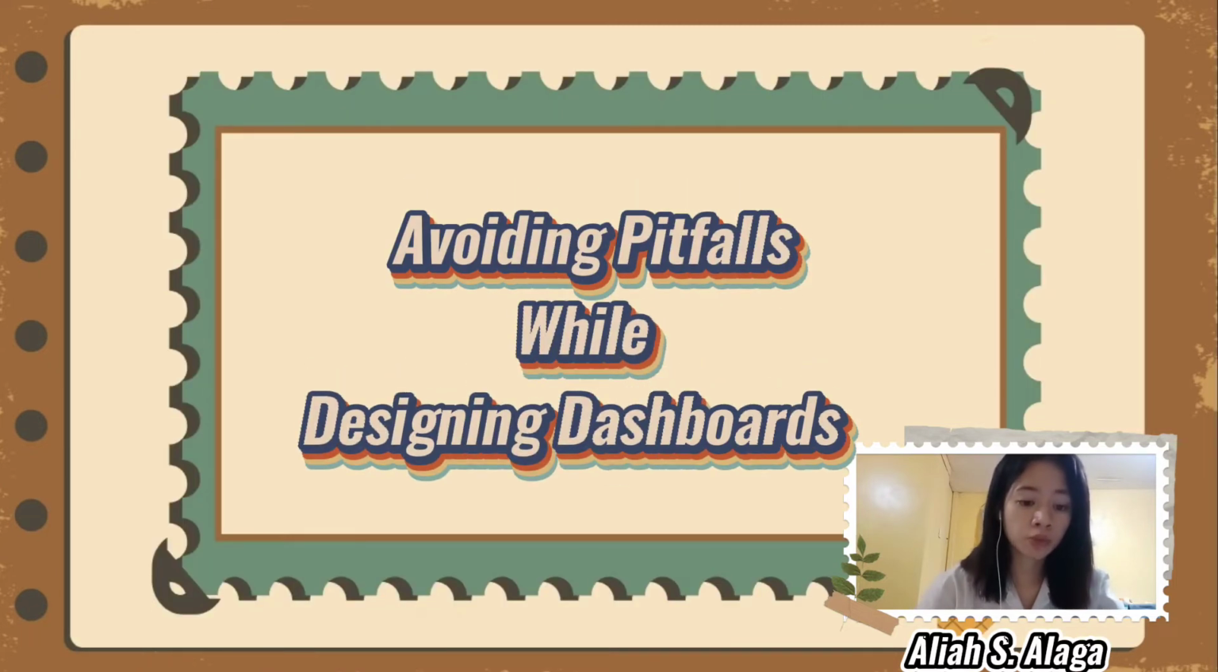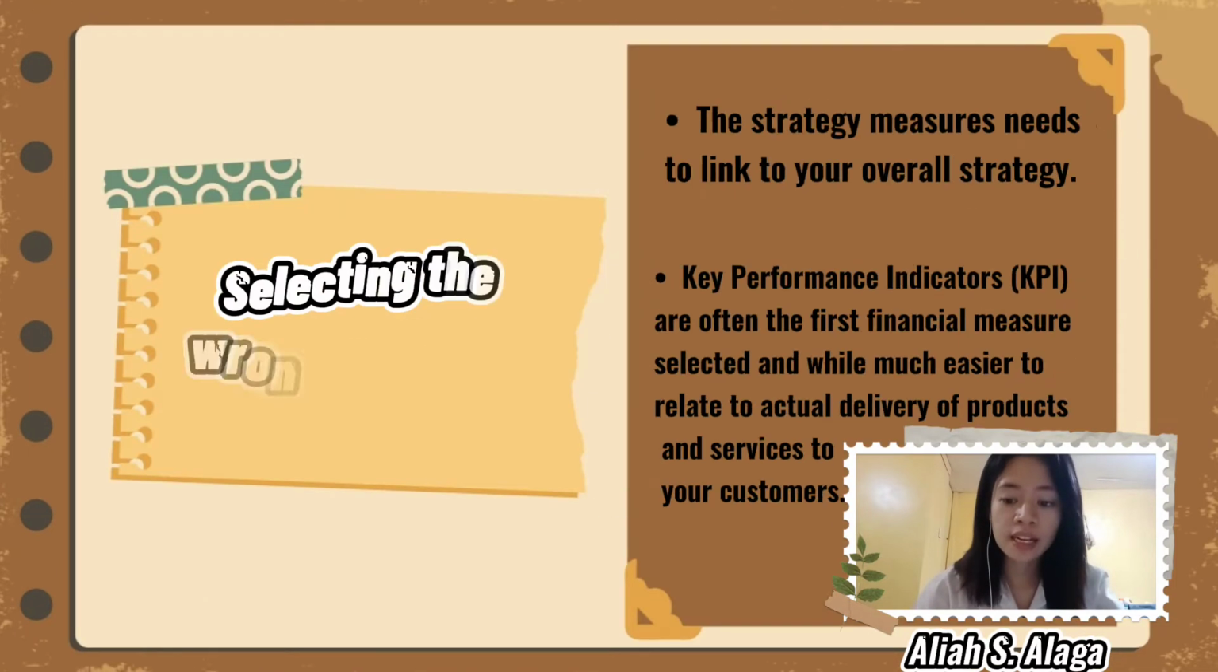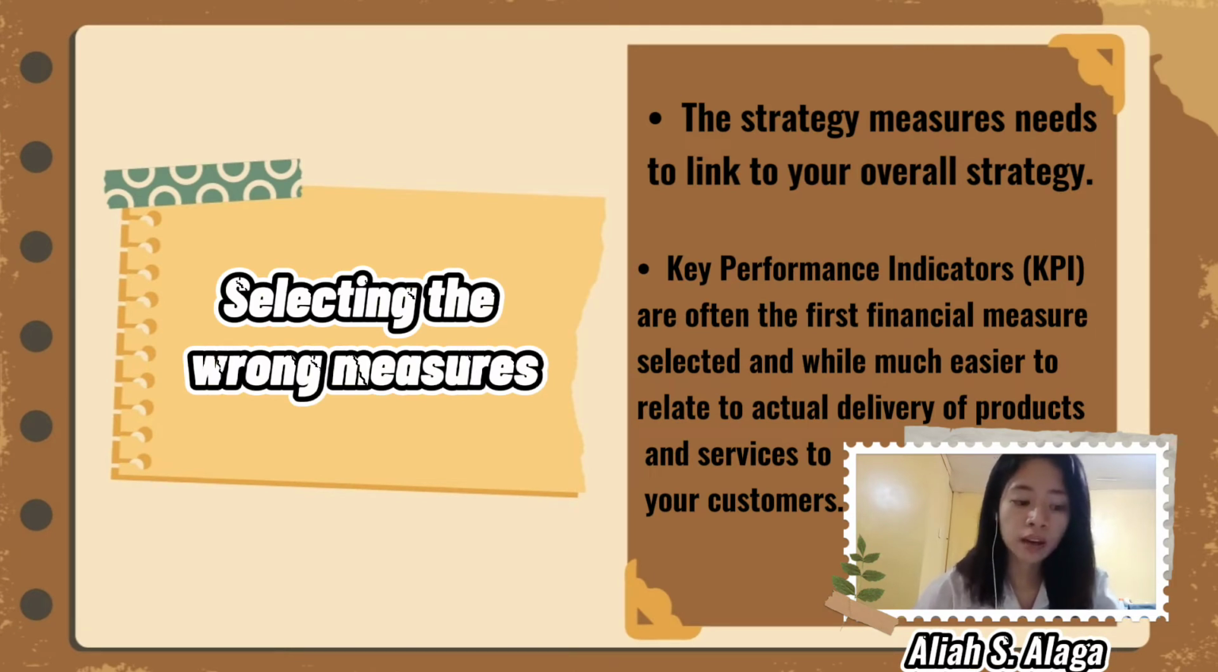Let's proceed to avoiding pitfalls while designing dashboards. First is selecting the wrong measure. In this part, we will tackle what things need to be considered to avoid pitfalls. First, strategy measures need to link to your overall strategy. So you need to state useful information on how you achieve your long-term goals and pursue your strategic plan. And second, key performance indicators or KPIs are often the first financial measures selected, and while much easier to relate to actual delivery of products and services to your customers, they must work aligned with your strategic financial measures to give you complete information.